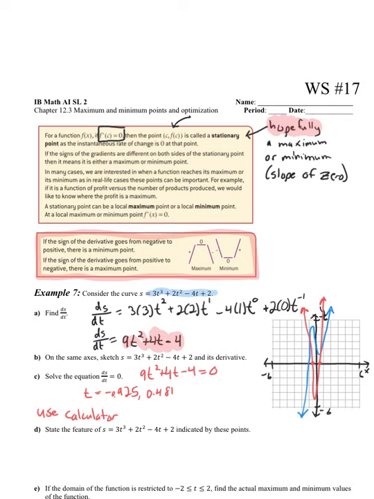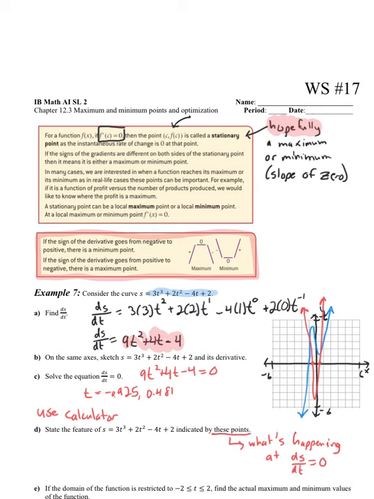And then this part I don't love, part D. It says state the feature of S indicated by these points. So it just means, what's happening at these points? What's happening when the derivative equals 0? And you would say that there's a local maximum and there's a local minimum. That's what's happening at these points. And we can tell by looking at it graphically again.